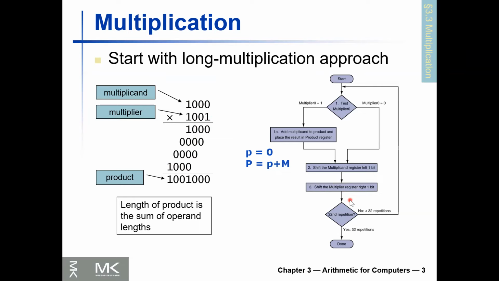This is what we are doing here, and this has to be repeated 32 times, because the number stored inside the register is 32 bits long. If it is not yet 32 repetitions, keep on doing the same thing again and again. Okay, things will be clear when I give you an example.